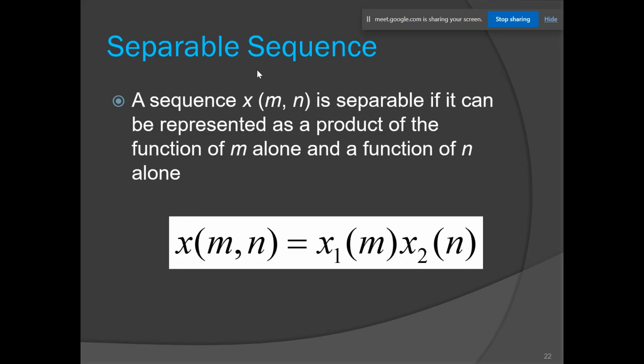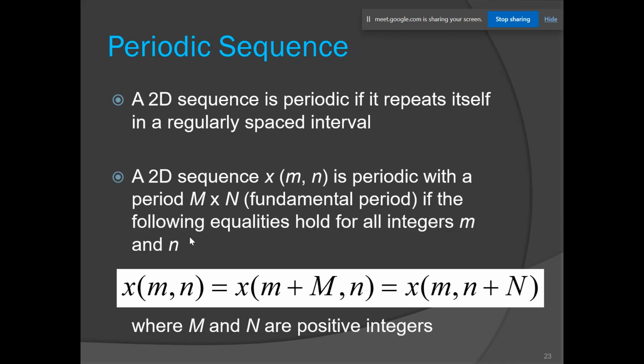First one is separable sequence. What is a separable sequence? If we have this sequence x of mn, and we can represent it as a product of a function of m alone and a function of n alone, such sequences are known as separable sequences. That means you can separate this sequence along the individual components.